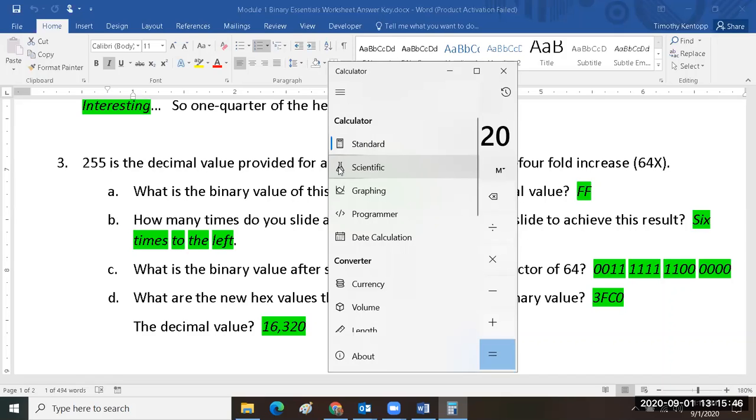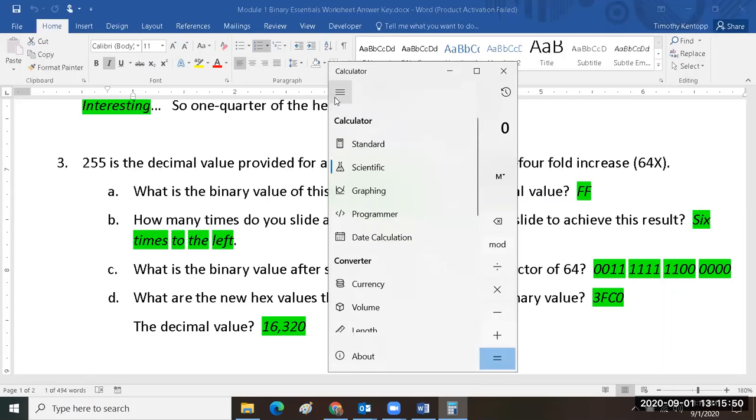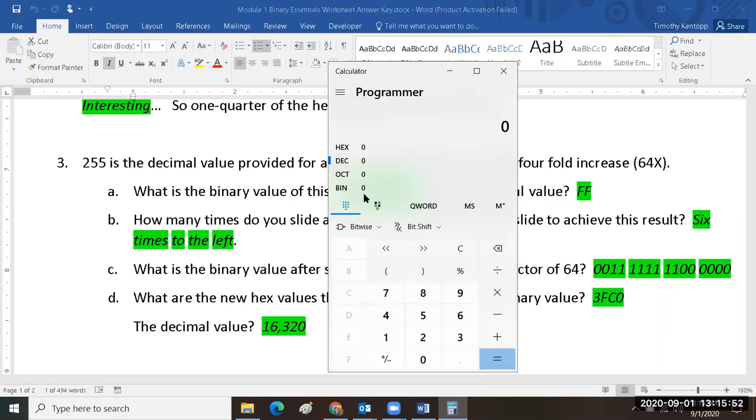But I do want to give you an easy button. You can use the scientific calculator, and no, not the scientific, the programming calculator, and you can click on decimal and then put in the original 255. That gives you the hex and the binary values, and then you multiply it by 64. And you get your ultimate check to see that what you did manually is correct.